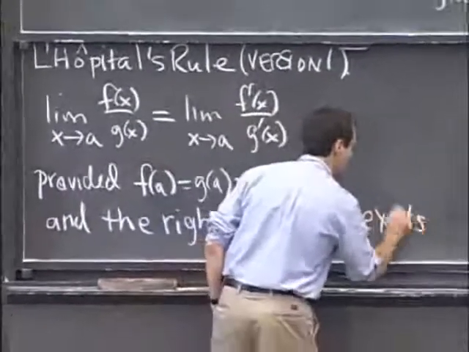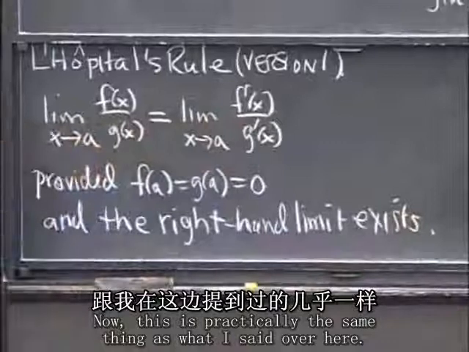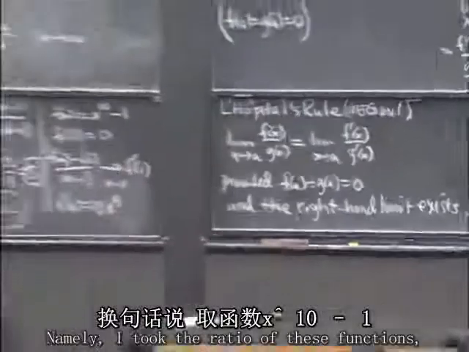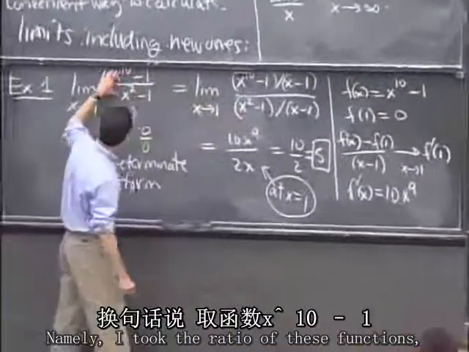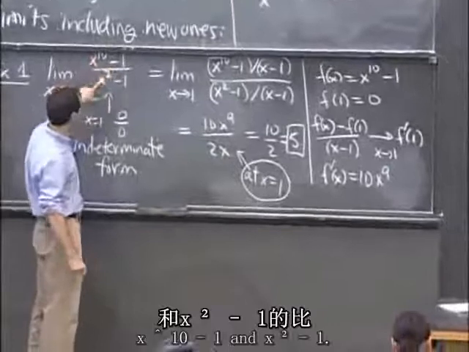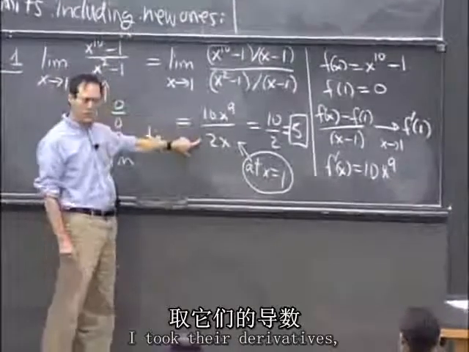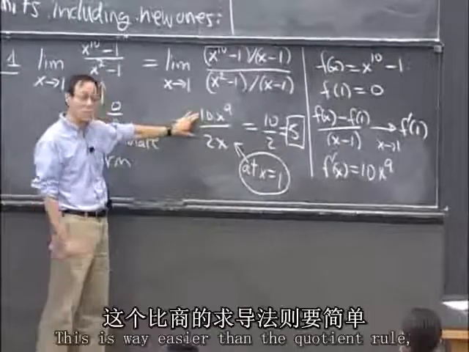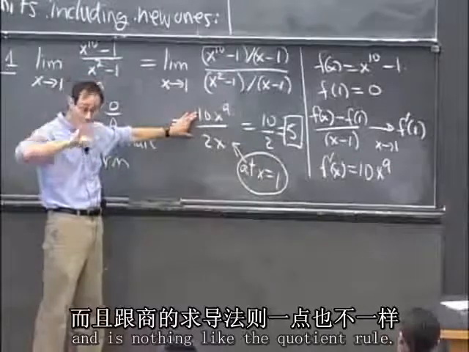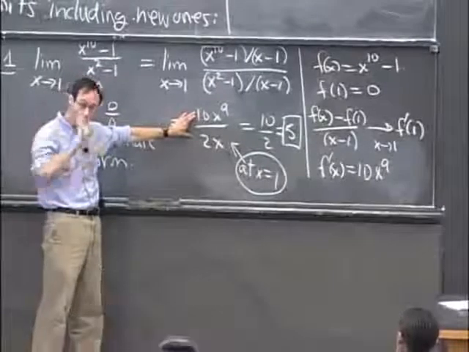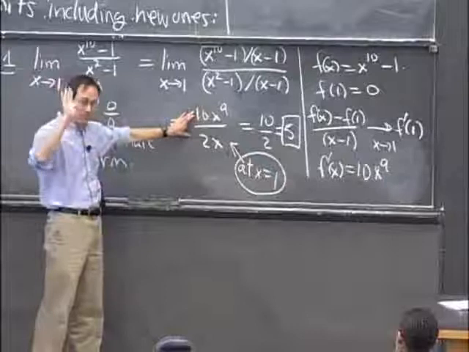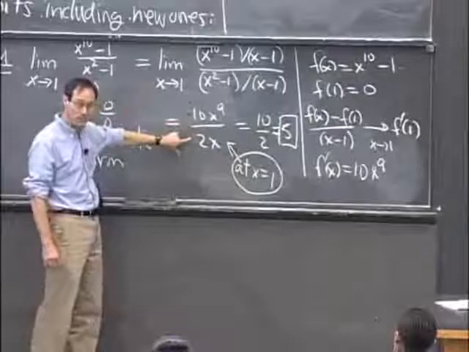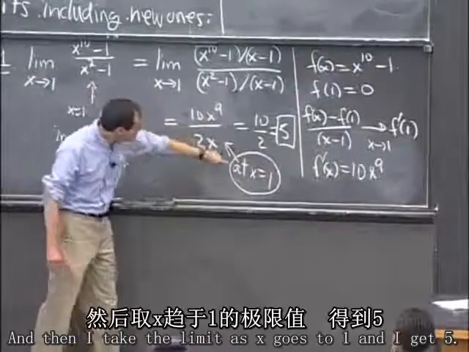Limit exists. All right? Now, this is practically the same thing as what I said over here. Namely, I took the ratio of these functions, x to the 10th minus 1 and x squared minus 1. I took their derivatives, which is what I did right here, right? I just differentiated them and I took the ratio. This is way easier than the quotient rule and is nothing like the quotient rule, all right? Don't think quotient rule. All right, so we differentiate the numerator and denominator separately. And then I take the limit as x goes to 1, and I get 5.